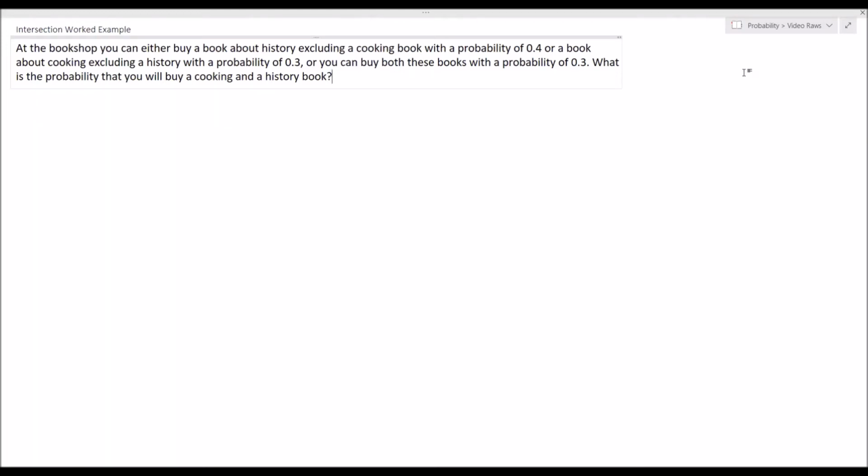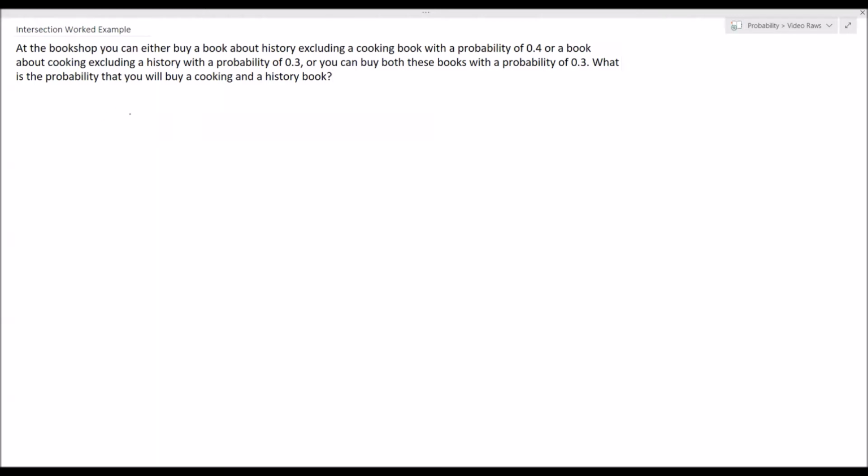Intersection worked example. At the bookshop, you can either buy a book about history, excluding a cooking book, with a probability of 0.4, or a book about cooking, excluding a history book, with a probability of 0.3, or you can buy both these books with a probability of 0.3. What is the probability that you'll buy a cooking and a history book?